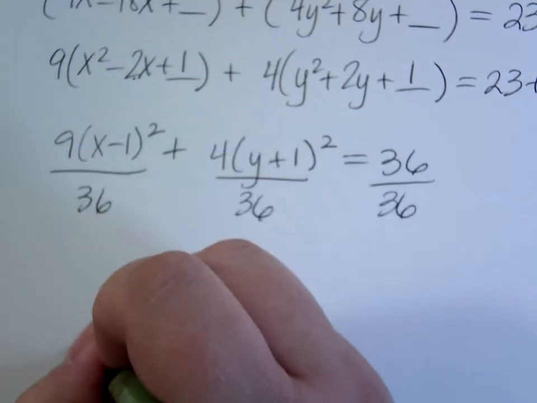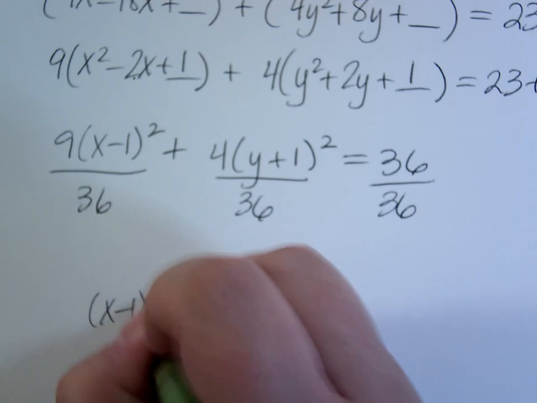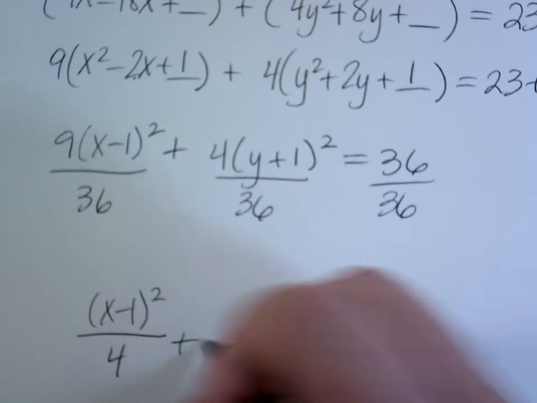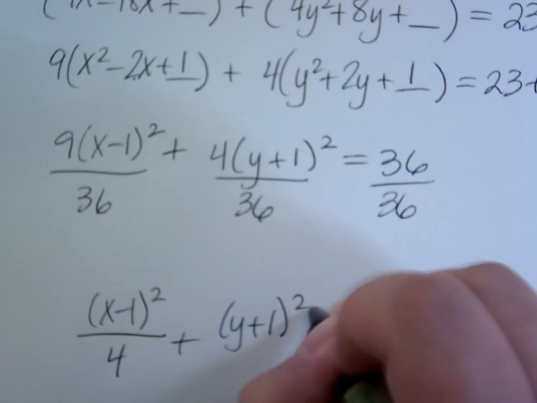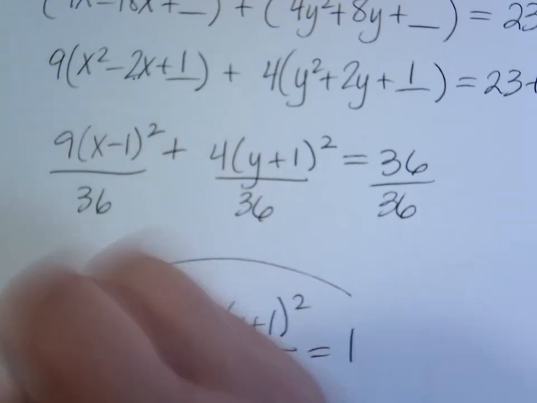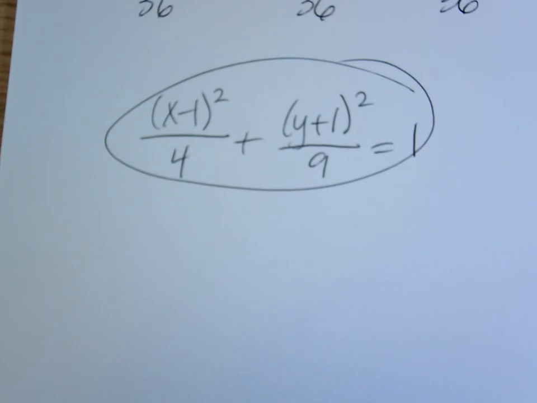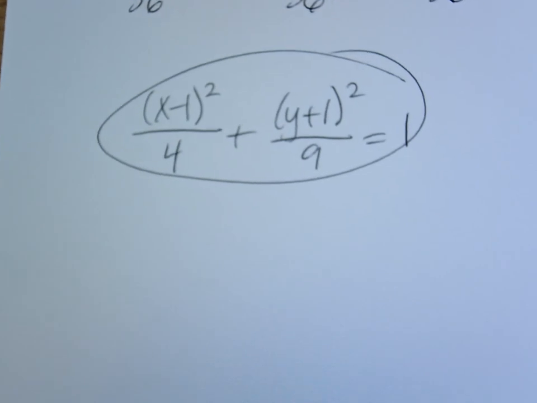And 9 over 36 becomes 1 over 4. 4 over 36 becomes 1 over 9. And 36 over 36 becomes 1. That's number 9. Almost done. Number 10.